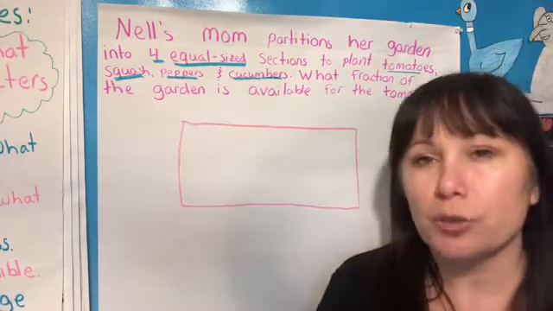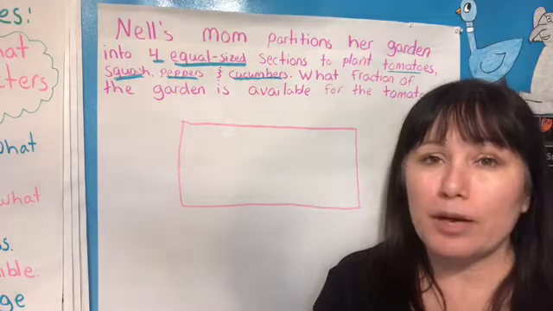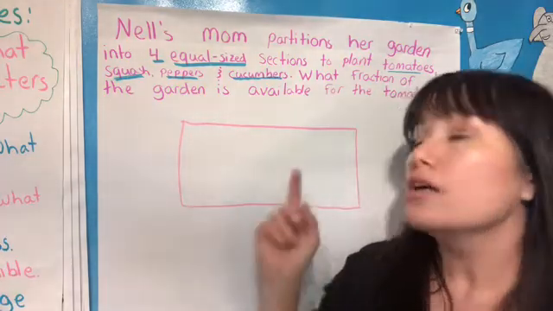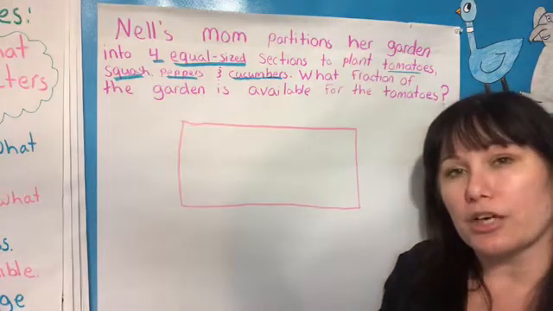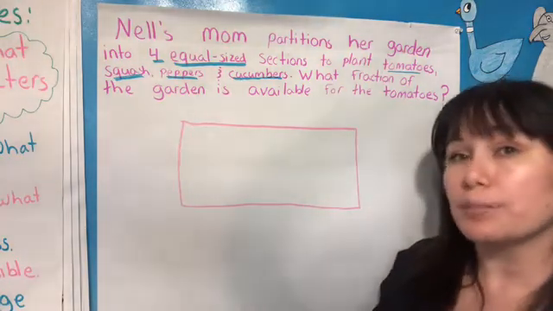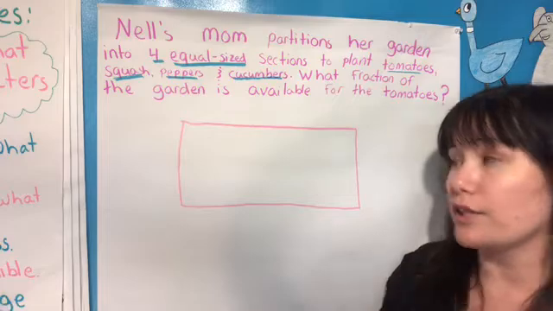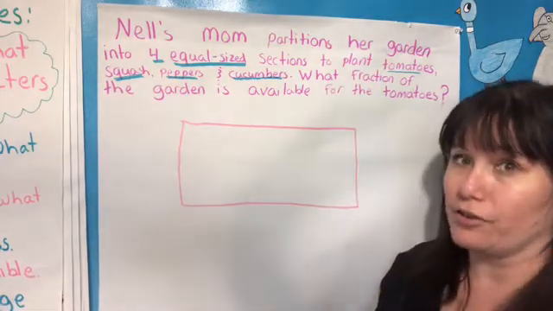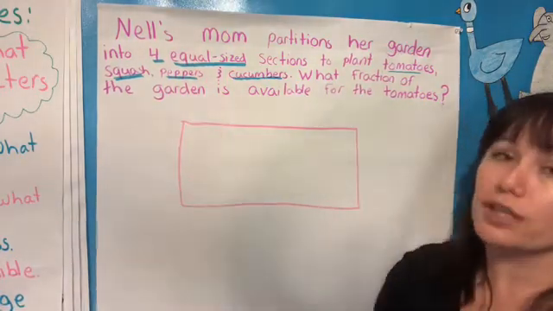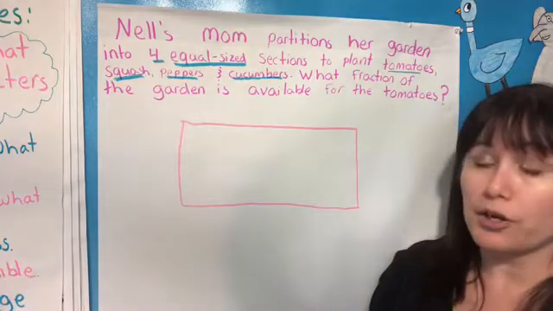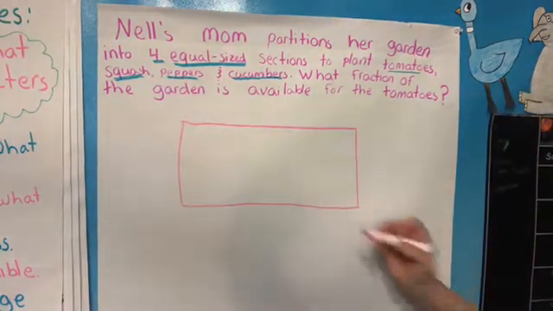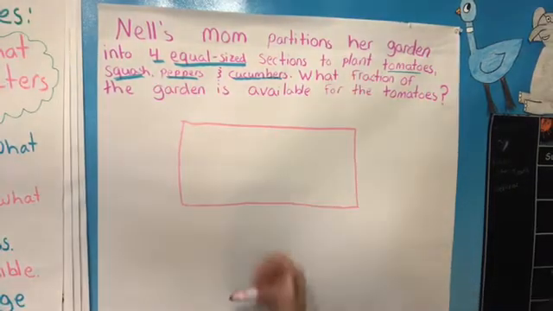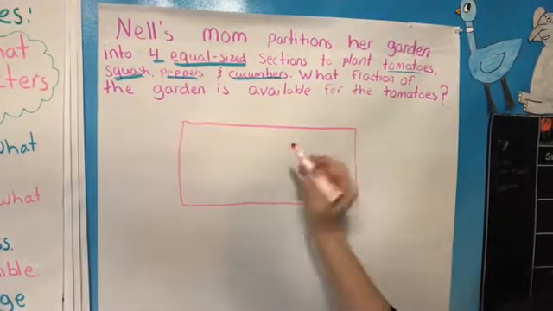Okay, third graders, I hope you paused the video. And now what I would like to do is draw a picture to represent Nell's mom's garden, and you can check your work. If you don't have a picture, pause the video, draw a rectangle, and partition it into 4 equal-sized pieces. That's part of the RDW method. Okay, so I have my rectangle here, and I'm going to go ahead and partition it into 4 equal-sized pieces.